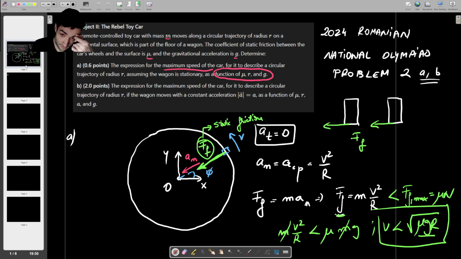So we have to find the expression for the maximum speed of the car. Okay, we've already done that in a different scenario. For it to describe a circular trajectory of radius r, if the wagon moves with constant acceleration a, and we still have to do it as a function of mu, r, a this time, as well as g.